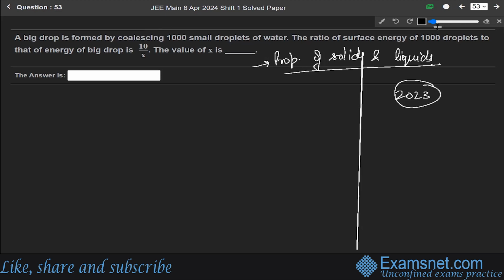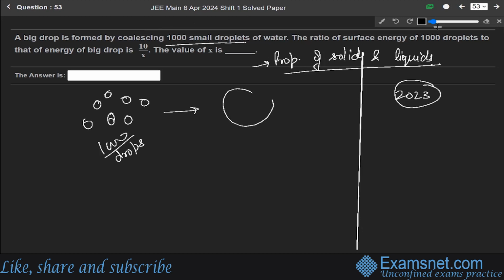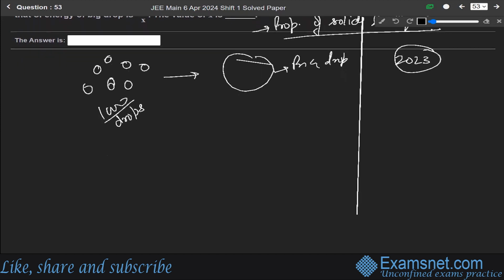Okay. So a big drop is formed by coalescing a thousand small drops. Let us say these thousand droplets, or we can say drops, are making a big drop. For this we will use the formula for the volume. We know that a droplet or a drop is in the form of a sphere, and the volume of a sphere is 4 by 3 pi r cube. So we can write 1000 times 4 by 3 pi r cube, where small r is their radius, equals 4 by 3 pi capital R cube, where capital R is the radius of the big drop.